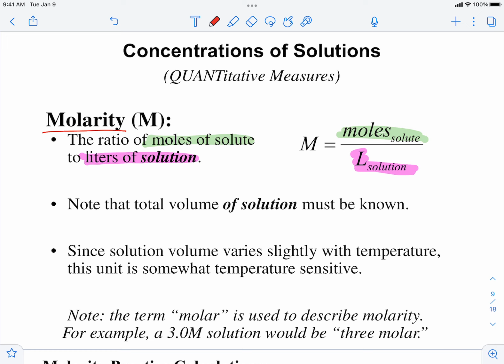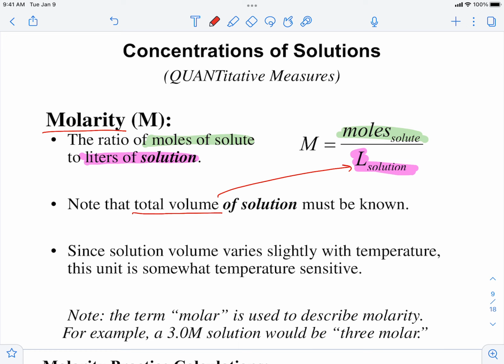Now, when we say solution, we want to point out that it's total volume of solution, okay? And it has to be specifically in liters. So that means if you are told the volume in milliliters, you will have to convert it first, okay?